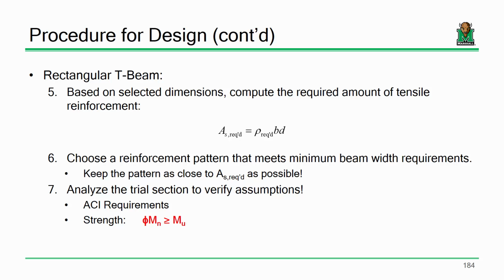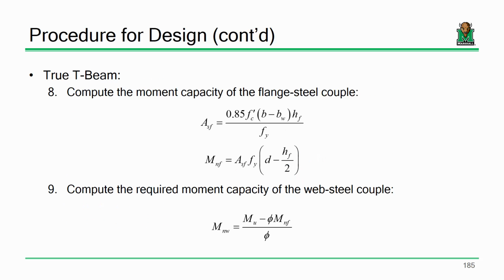Now if it's rectangular, just calculate the area of steel, pick a pattern, move on. If not, then our calculations become a little bit more involved. So we say, all right, if it's a true T-beam, we can directly solve for how much steel we need for the flange. So the area of steel for the flange is as follows. Then based on that area of steel, compute the nominal moment capacity of the flange. That's all we can get out of it.